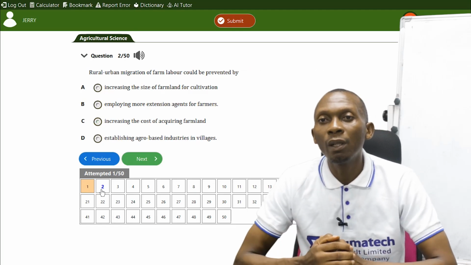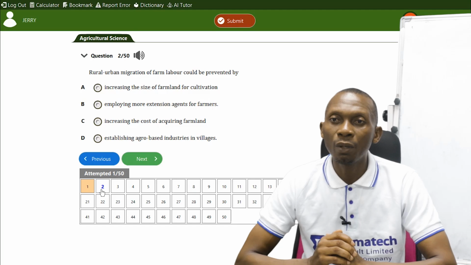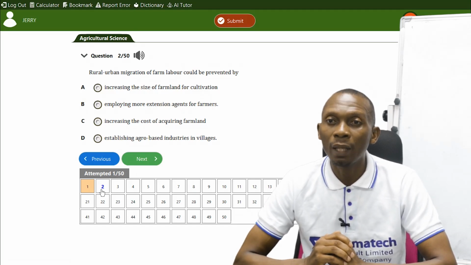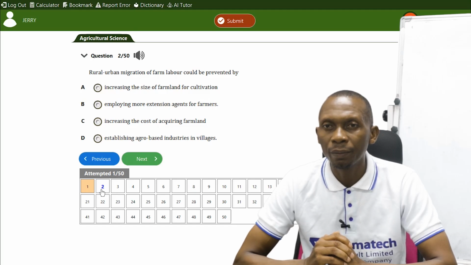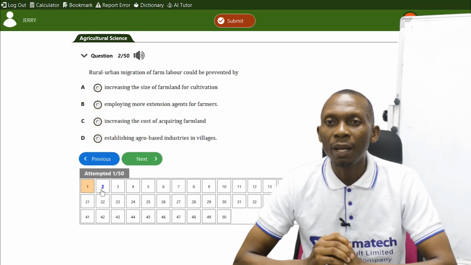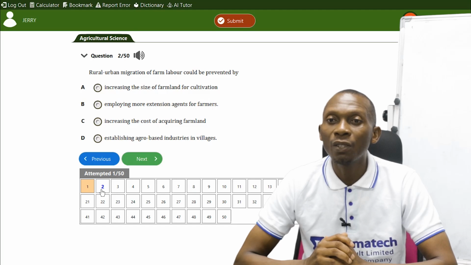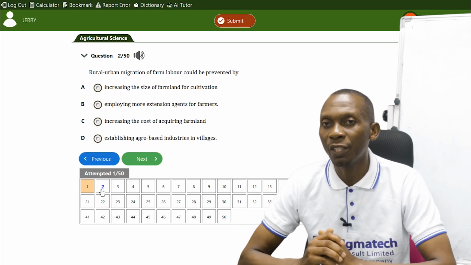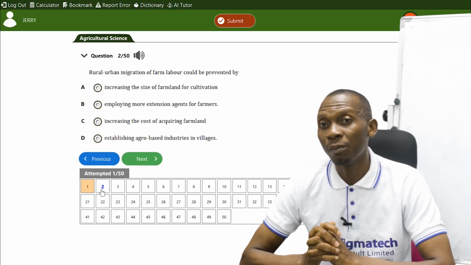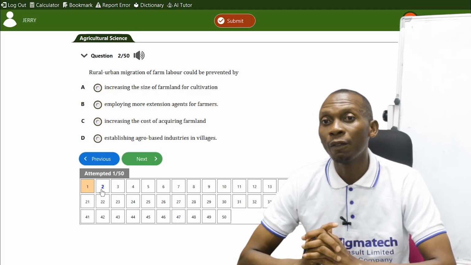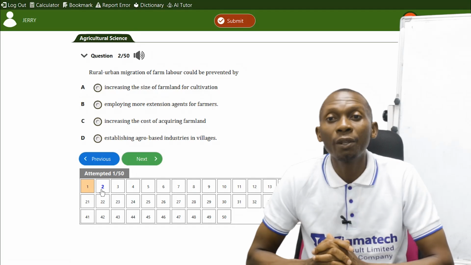This question says, rural-urban migration of farm labor could be prevented by A, increasing the size of farmland for cultivation, B, employing more extension agents for farmers, C, increasing the cost of acquiring farmland, and D, establishing agro-based industries in villages. Now, what does this rural-urban migration mean? That's the movement of people, especially the young population, from the rural areas to the urban areas in search of greener pastures.